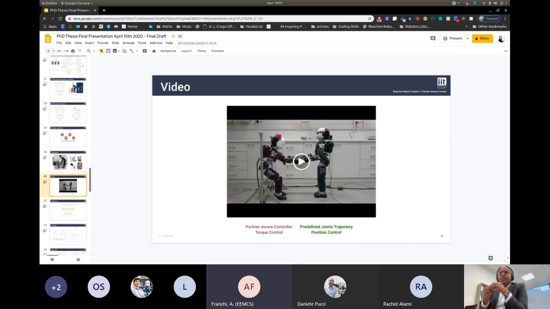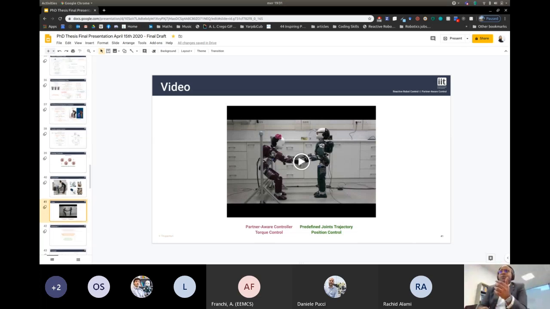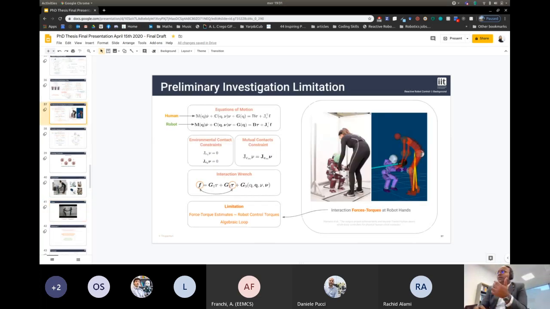But I cannot understand the relation from the jerk controller side with respect to the interaction exploitation, because the limitation before was that there is a direct relation between the force torques at the hands, which are estimated but not measured through the sensors.